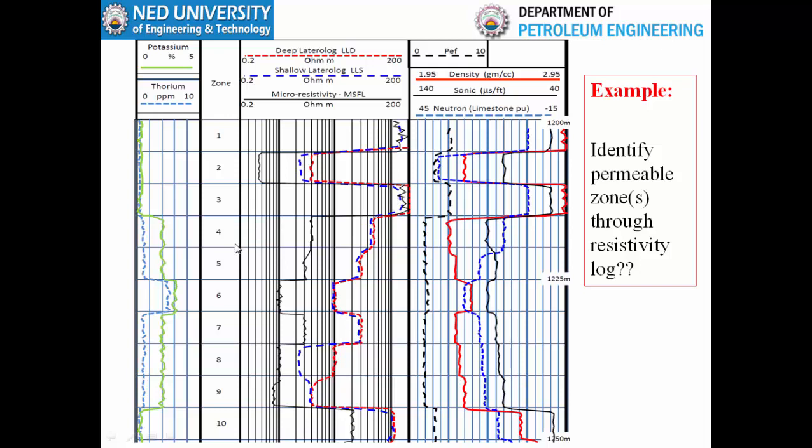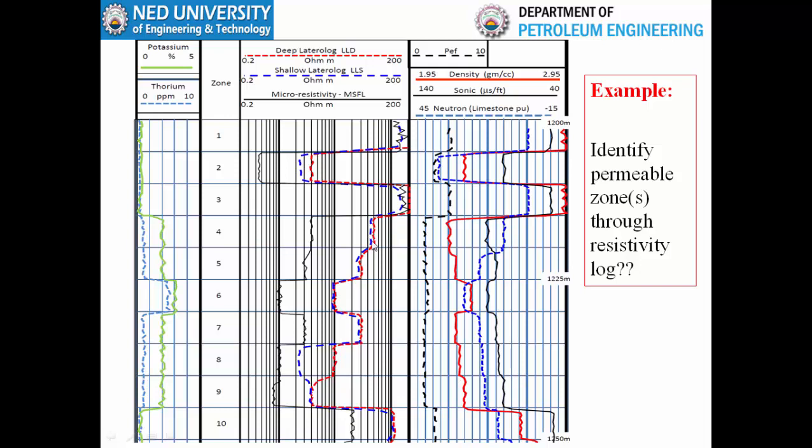In zones number 4, 5, 6, 7, 8, 9, 10, in all zones you can see you have a separation between MSFL and the other two curves. So whenever you have separation between MSFL and the other two curves, it indicates that this zone is a permeable zone. So 4, 5, 6, 7, 8, 9, 10, all zones are permeable zones because you have this separation. The MSFL is measuring low resistivity as compared to the other two resistivity tools.